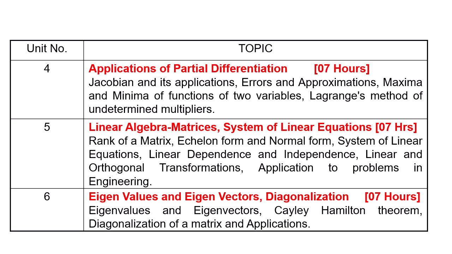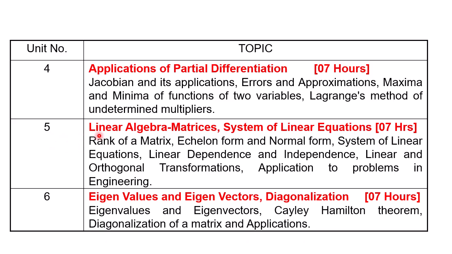Unit number 4 consists of application of partial differentiation, and has contents such as Jacobian and its applications, errors and approximations, maxima and minima of function of two variables, Lagrange method of undetermined multipliers, and this also requires 7 hours.